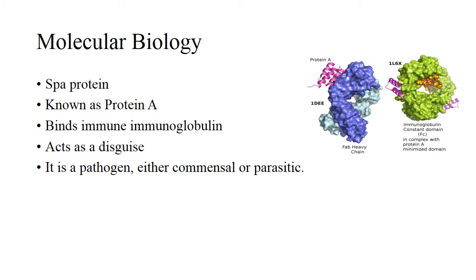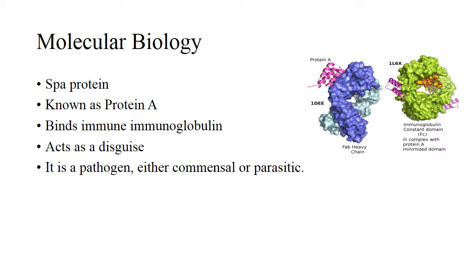The spark protein binds to the Fc region of the antibody and the Fab regions of the B cell receptor, processes that are known to block opsonophagocytosis and cause B cell death in vitro. Protein A, spark protein, helps in blocking phagocytic engulfment and acts as an immunological disguise. It disguises itself so the immune system wouldn't know that it's in there.